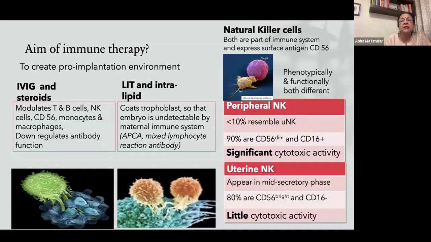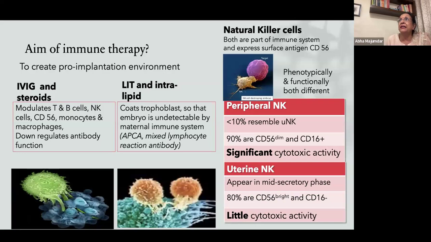And the last is, a lot of people like to see natural killer cells, but if you see peripheral natural killer cells and uterine natural killer cells, both are part of the immune system and they express surface antigen CD56. But they are both phenotypically and functionally different. Less than 10% of the peripheral natural killer cells resemble uterine natural killer cells, and they have significant cytotoxic activity, whereas uterine natural killer cells only appear in the mid-secretory phase and they have very little cytotoxic activity.